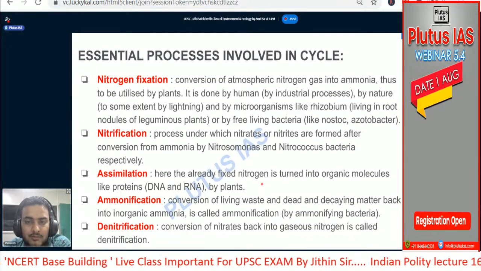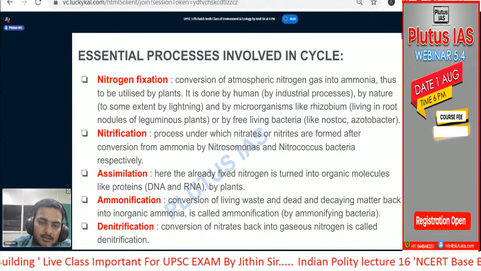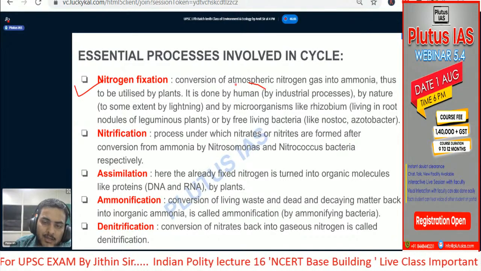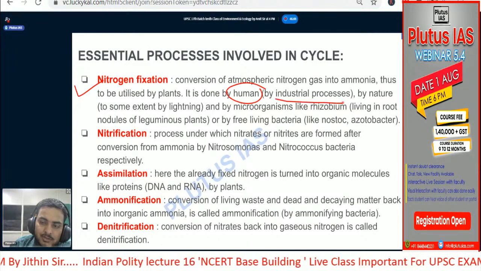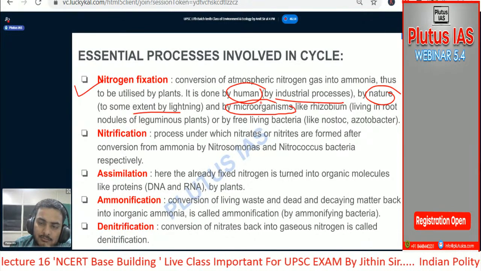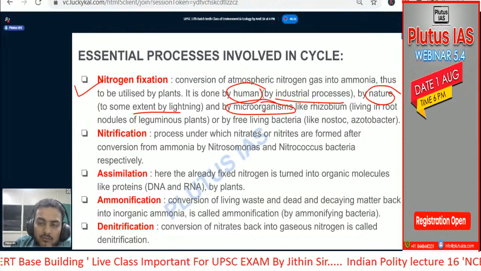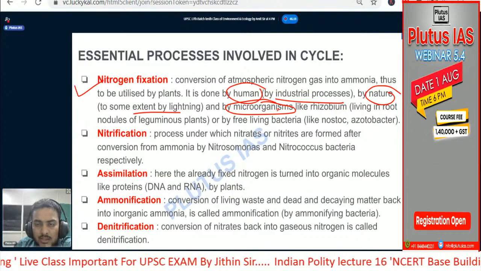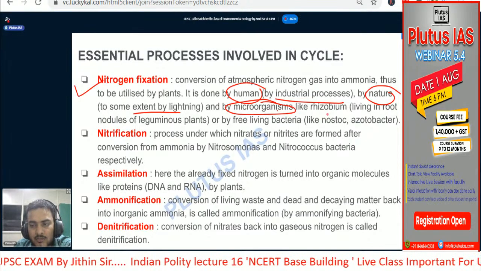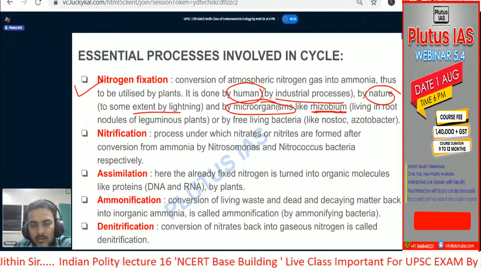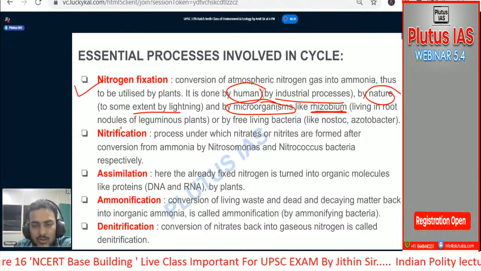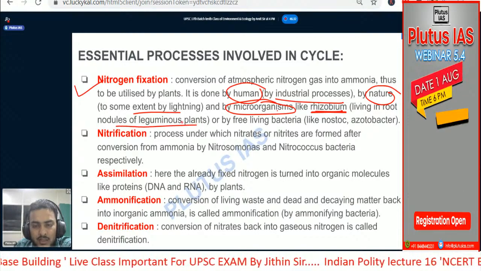The first process I was discussing is nitrogen fixation. I told you that it is done by humans through their industrial processes, by nature to some extent through lightning, and by microorganisms. Microorganisms can be of two types. One is those living in symbiotic relationship with plants, for example Rhizobium, a kind of bacteria living in the root nodules of leguminous plants. What are leguminous plants?